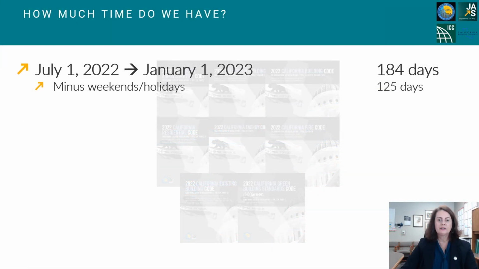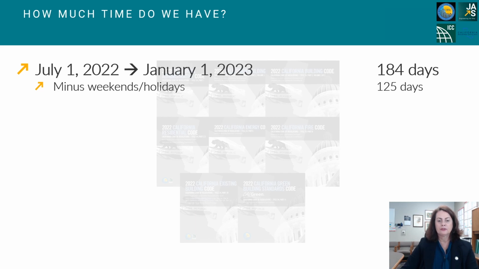So let's start by taking a look at how much time local jurisdictions have if they do not intend to adopt a local code ordinance. Between July 1st, when the codes are first published, until January 1st of 2023, when the code becomes effective, there are exactly 184 calendar days. This is how much time local jurisdictions have to get ready to begin enforcement of Title 24 if they intend to not create local amendments and intend to apply the code exactly as published by the Building Standards Commission.